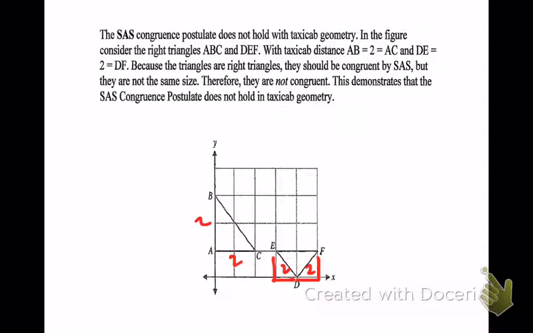Does everybody see that? By side angle side, we have the side of 2, a right angle, and a side of 2. So if the side angle side postulate held, these two triangles would be congruent, EDF and ABC, but they're not. So side angle side doesn't work in taxicab geometry.